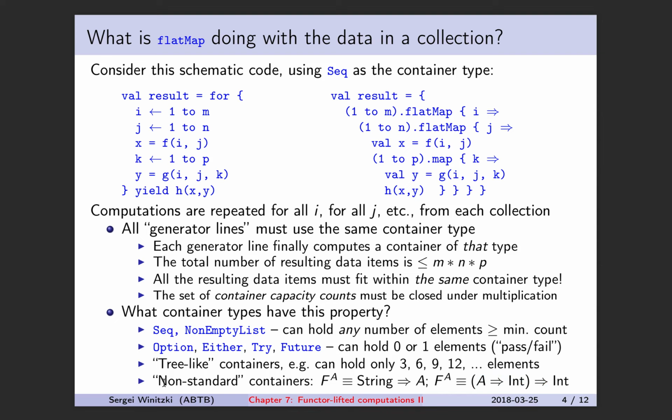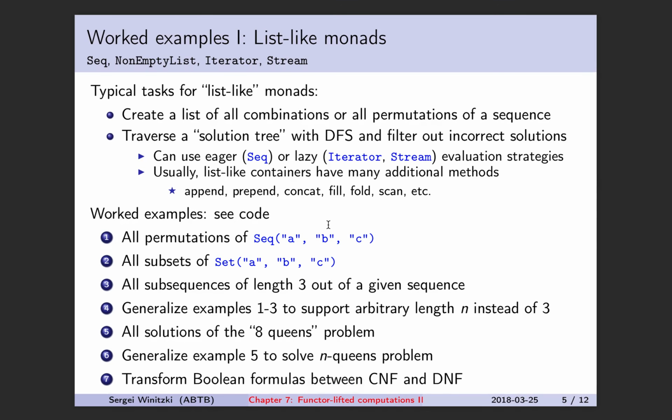So these are what I call non-standard containers. They are not faithfully representing necessarily the idea of holding a certain number of values in them. And yet they're functors, so they're generalized containers in a sense. And we begin with list-like containers. I give examples of using the for yield block and monadic computations to solve these problems in the code.